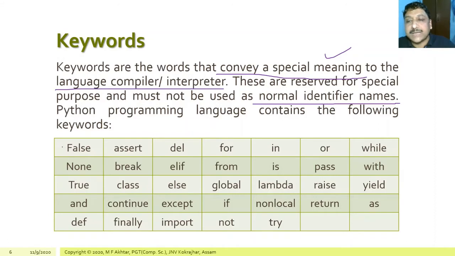The capitalized ones are False, where F must be capital, then None, where the first letter N must be capital, and True. These three keywords are written with the first letter as a capital letter, and all the rest of the keywords must be written in small letters only, including the first letter, except for these three keywords.